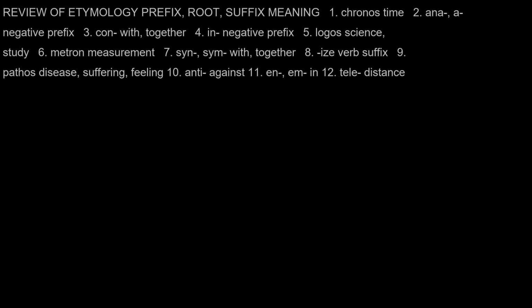Review of etymology: prefix, root, suffix meaning. 1. Chronos, time. 2. A-, a negative prefix. 3. Con-, with, together. 4. In-, negative prefix. 5. Logos, science, study. 6. Metron, measurement. 7. Syn-, with, together. 8. -ize, verb suffix. 9. Pathos, disease, suffering, feeling. 10. Anti-, against. 11. En-, in. 12. Tele-, distance.